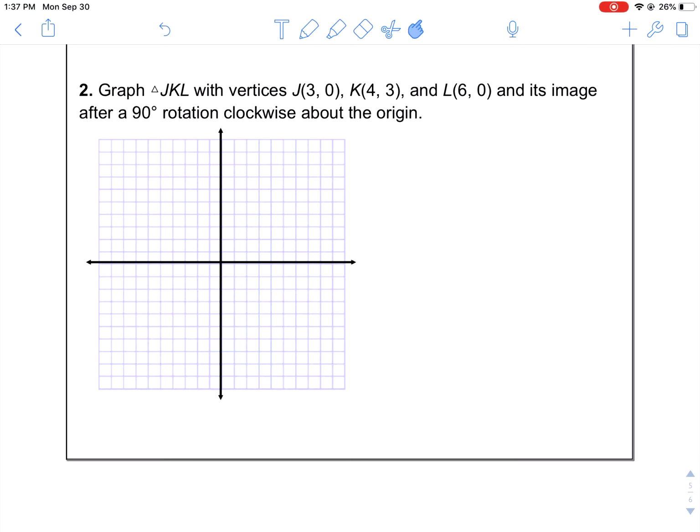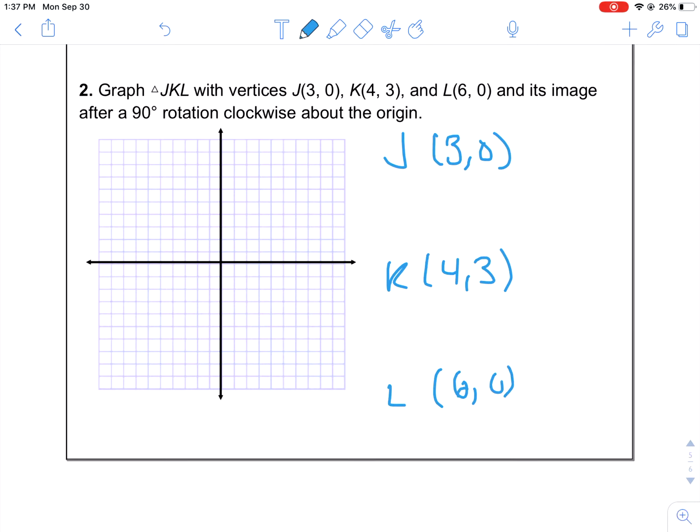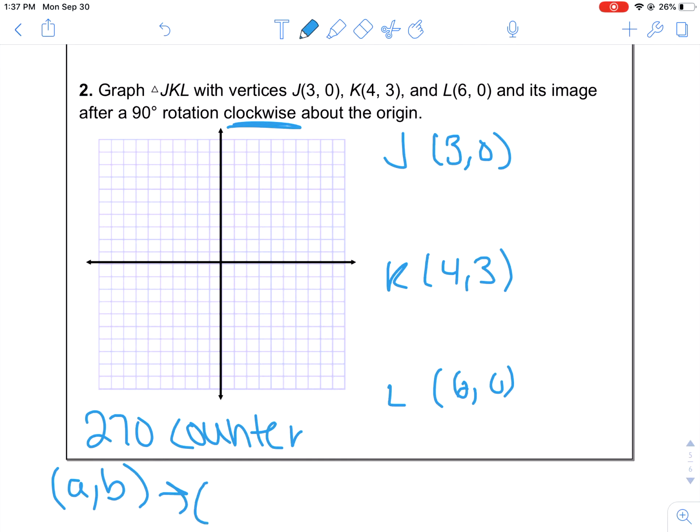Okay, let's do this one, but let's pretend it doesn't say. Oh, this one does say clockwise. Perfect. So J is at (3, 0), K is at (4, 3), and L is at (6, 0). So this time they tell us to do a clockwise rotation. So 90 degrees clockwise is the same thing as 270 counterclockwise. So we're using the same rule we just talked about, where (a, b) becomes (b, -a).